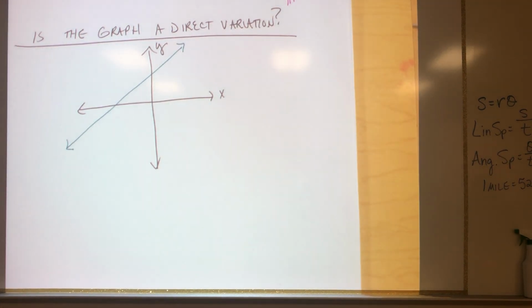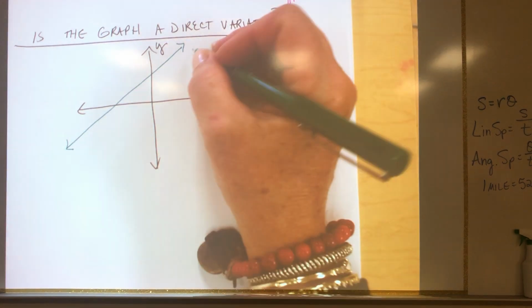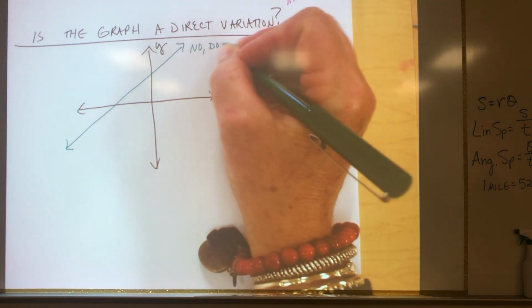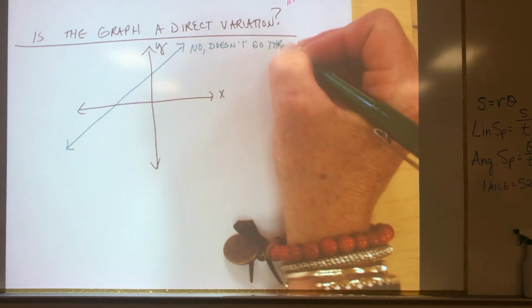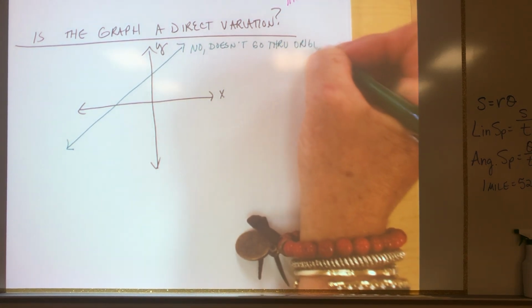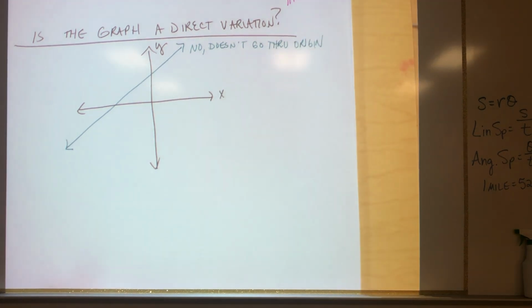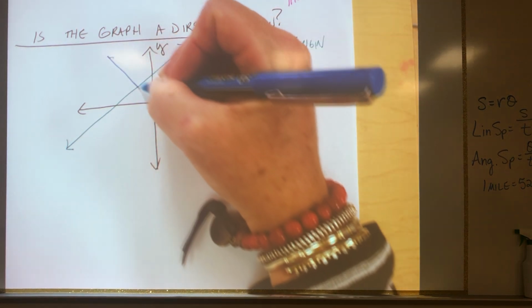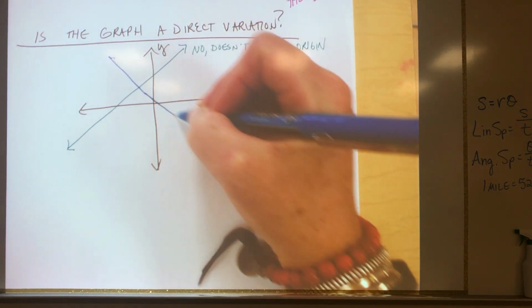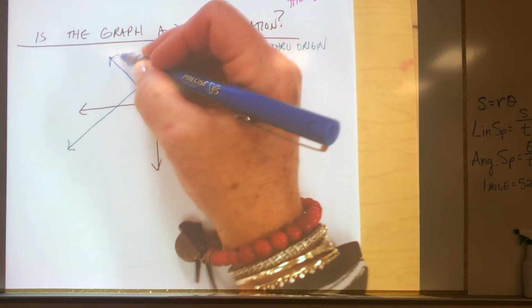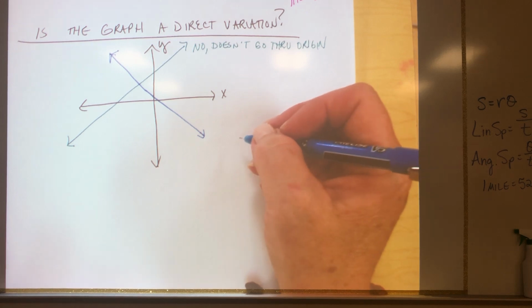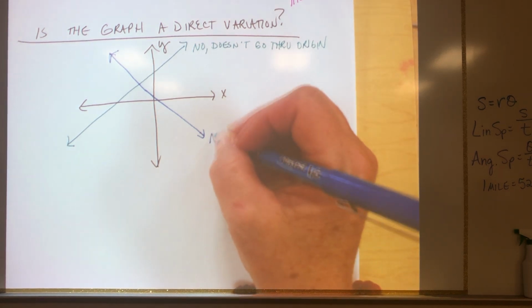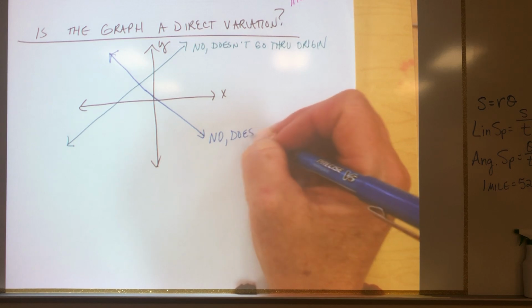Is that a direct variation? Nope. Why? Because it doesn't go through the origin. Okay? Doesn't go through the origin. What about this guy right here? No. Why? It must be... Is he close? Yeah. Closeness doesn't count in direct variation. Okay? No. Doesn't go through the origin.